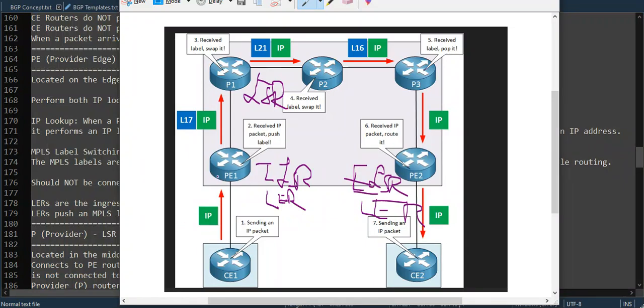This is doing push, pushing the label, and this is popping the label. Because this P router is popping it, it is called penultimate hop popping. If this P is popping the label, it is called penultimate hop popping, popping the label before forwarding to the egress LER.